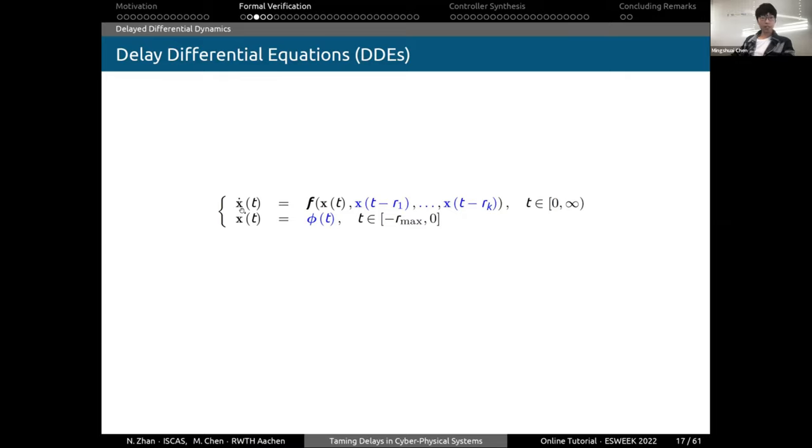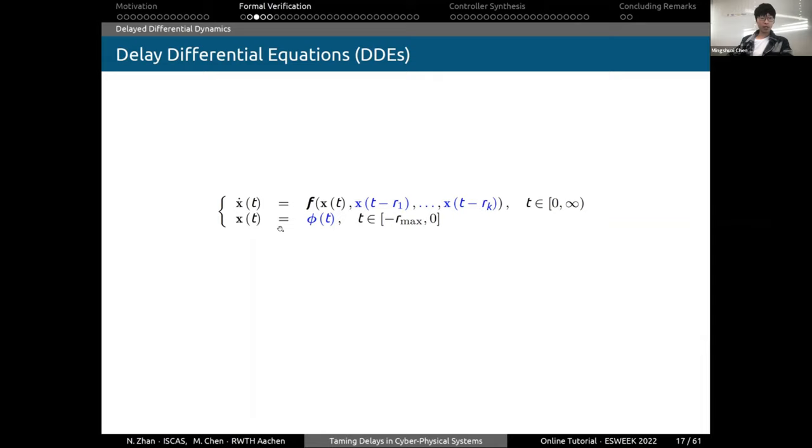More intuitively, here x is a vector of the states at time t. Dot here means the first order derivative, time derivative of the state. F here is a vector of functions. You can see that this function depends not only on the current state x of t, but also on some past history states. For example, here r1 is a positive constant, which models the state r1 time units ago. And actually this model allows multiple constant delays here. And this F is also often referred to as the flow field of the model, which models the change of x with respect to time.